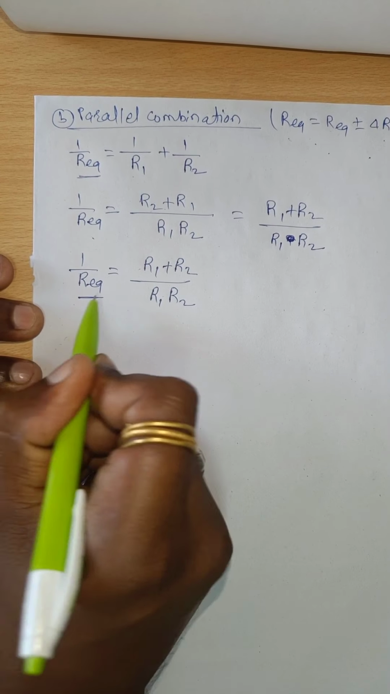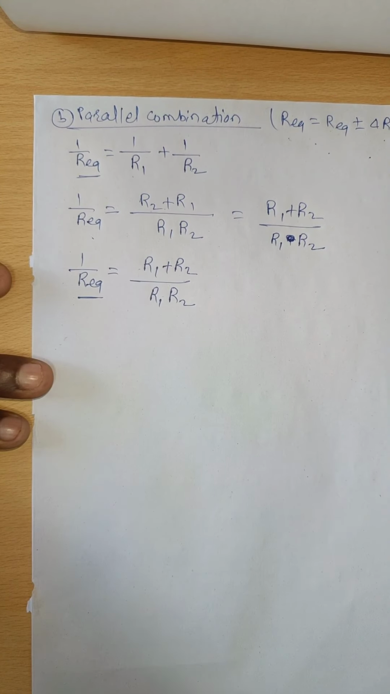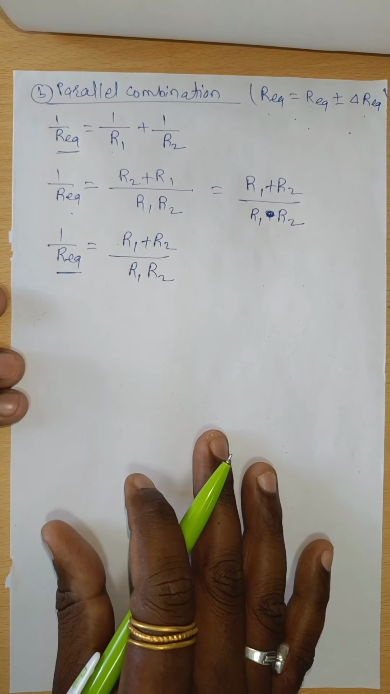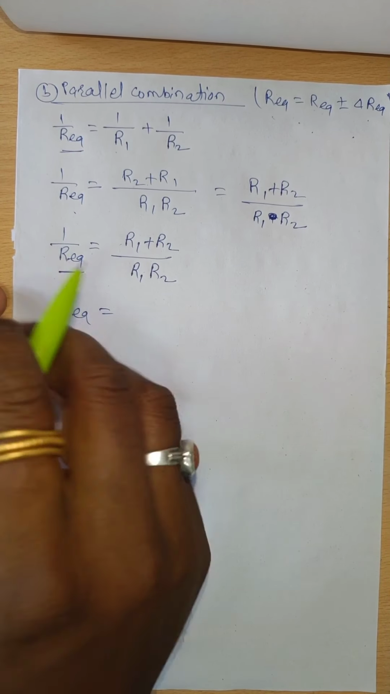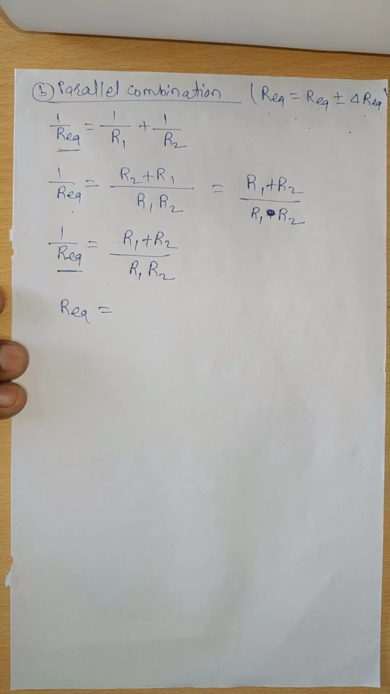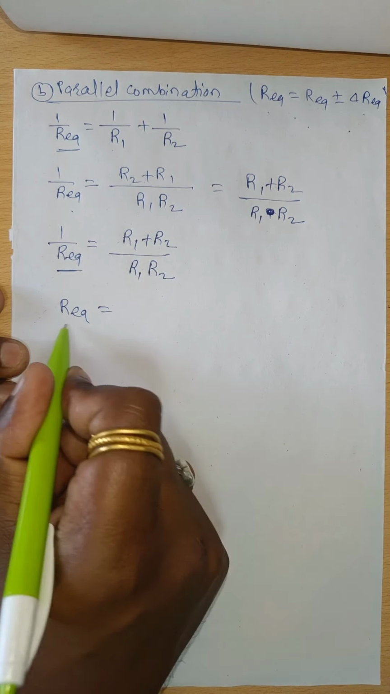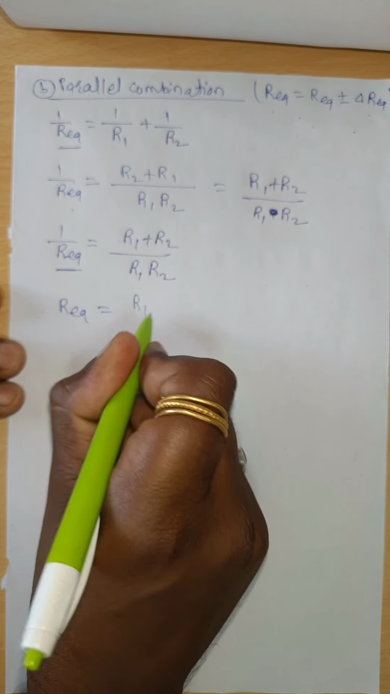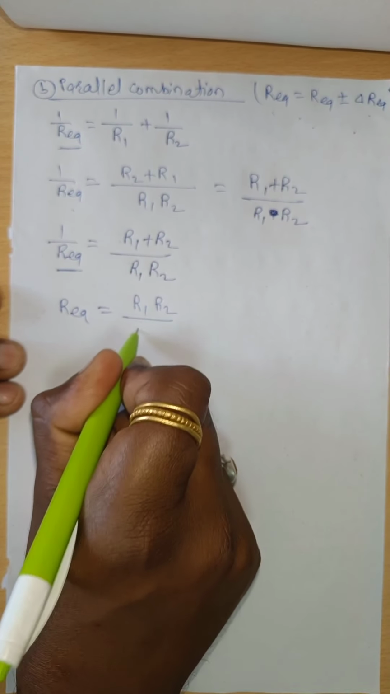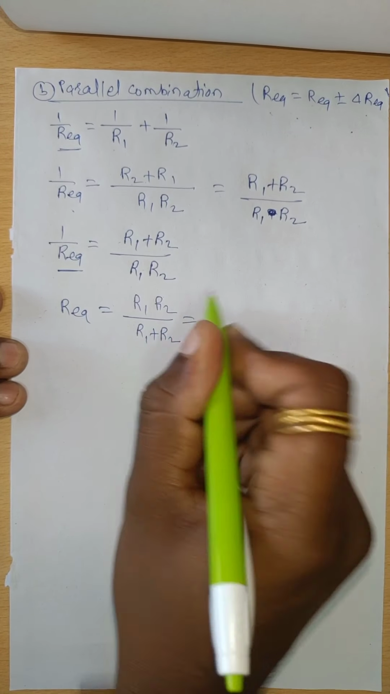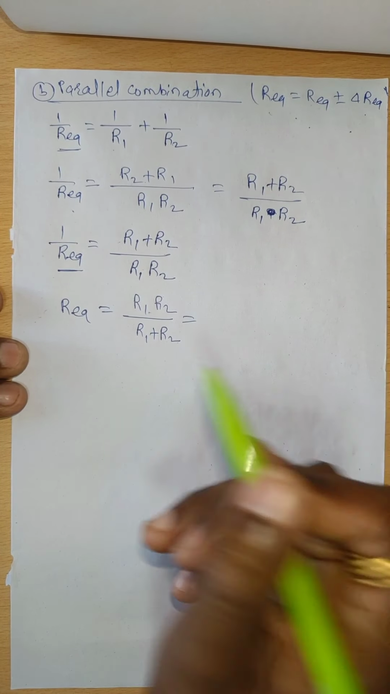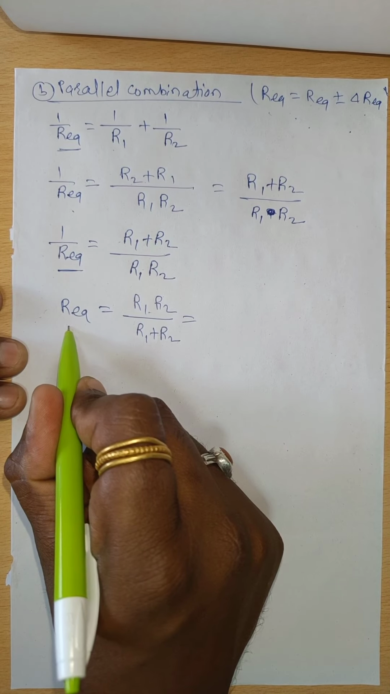Now we have to find out R equivalent. Therefore reverse the numerator and denominator. If you reverse the left-hand side, you have to reverse the right-hand side also. Therefore R equivalent is equal to R1 into R2 divided by R1 plus R2. Then put down the values of R1 and R2 and find out the R equivalent value.